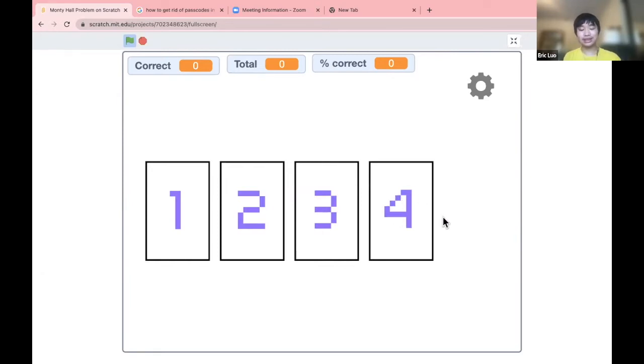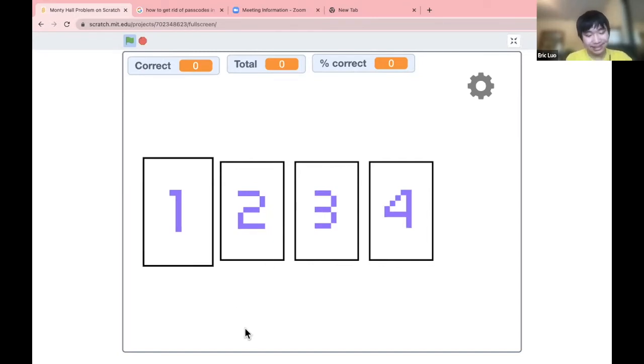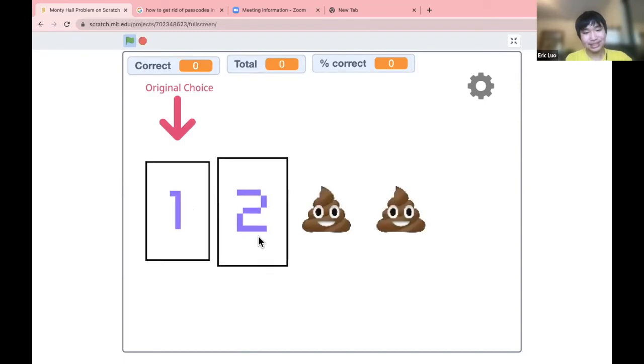Does anyone have an idea as to what it is, or do you want to just try experimenting to see? Experiment. All right, let's try. So why don't we just select door 1, have a look.